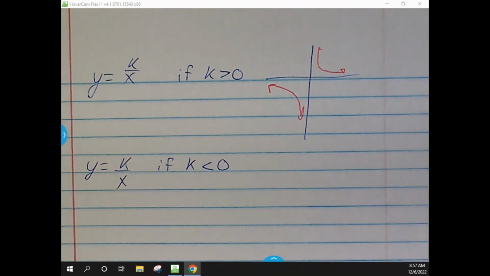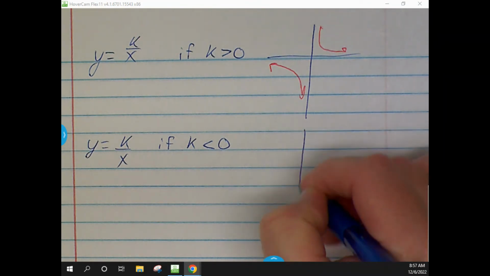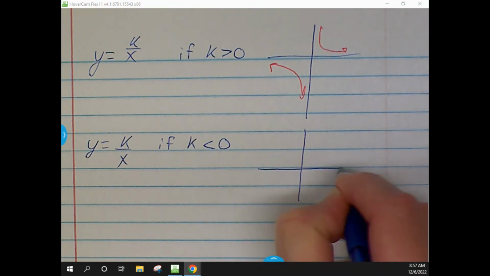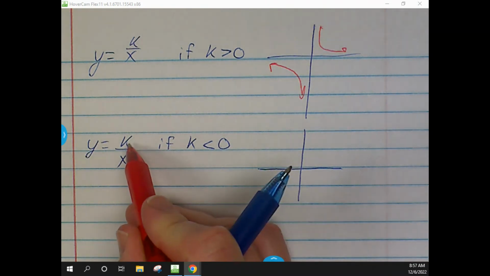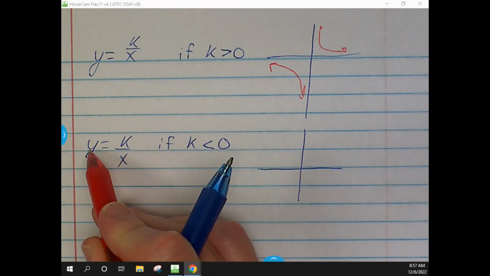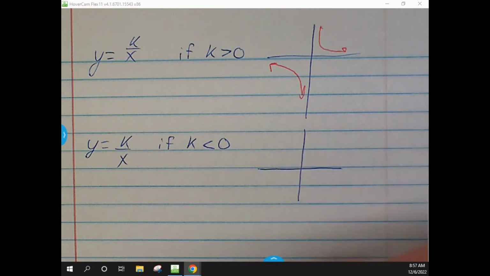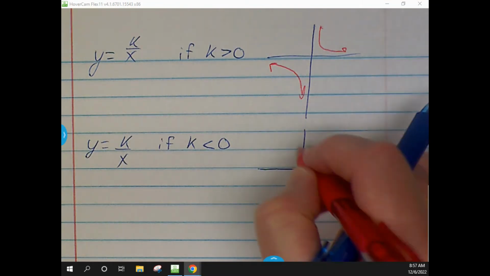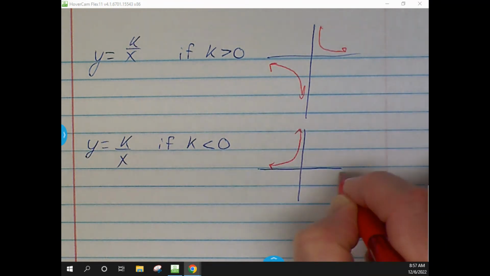All right, and then if k is negative, what do you think it's going to be? Yeah, just do the other spots, right? So that if k is negative, if it's a negative divided by a positive, then that means this answer is also going to be a negative. So this one's basically going to take the other spots. You're going to have one here, and you have one there.